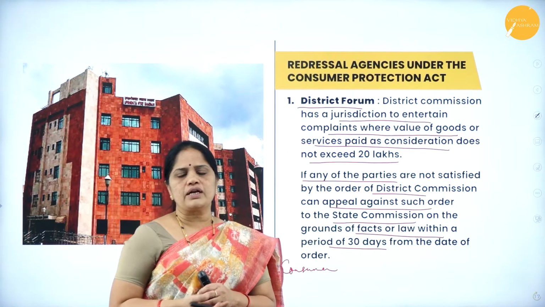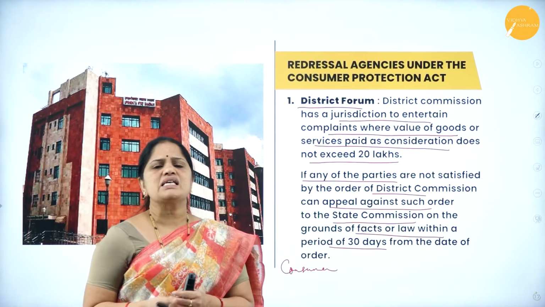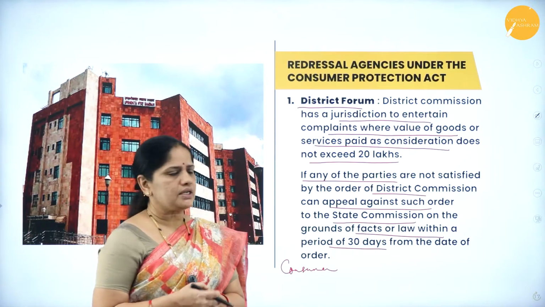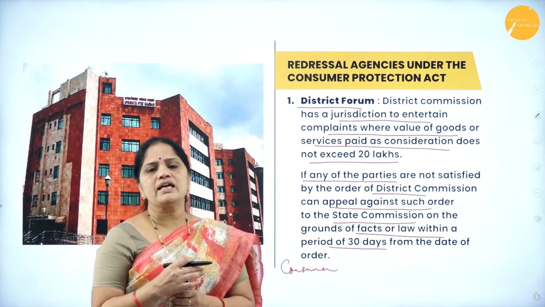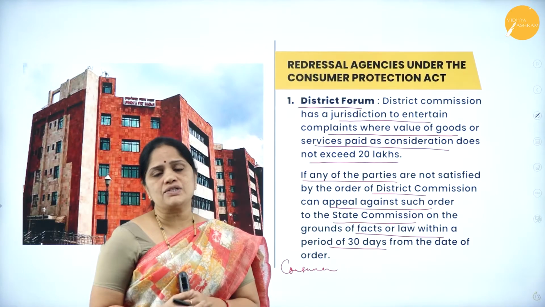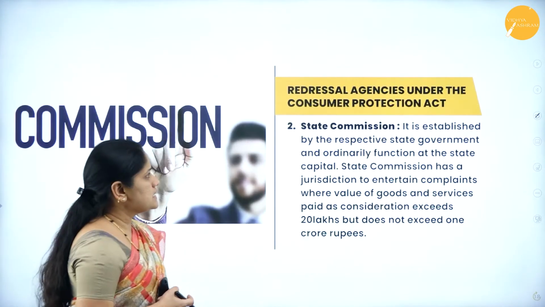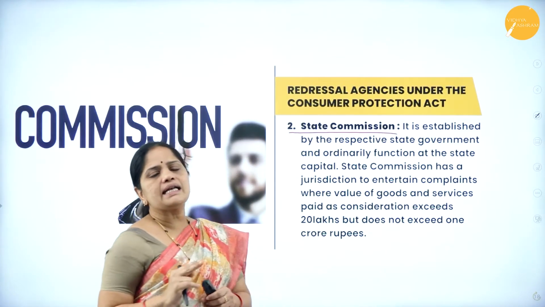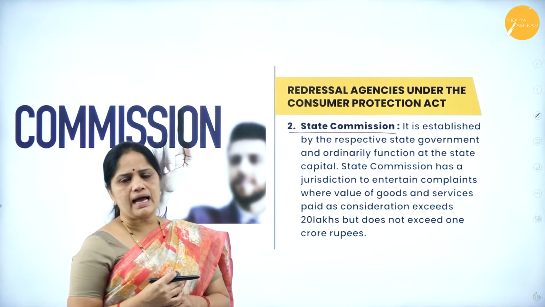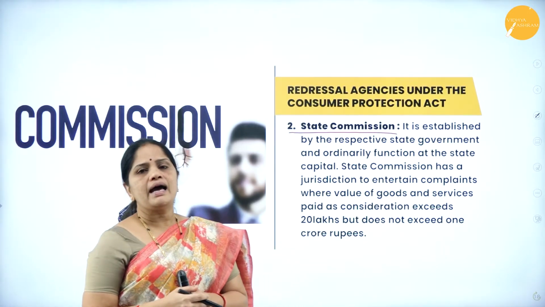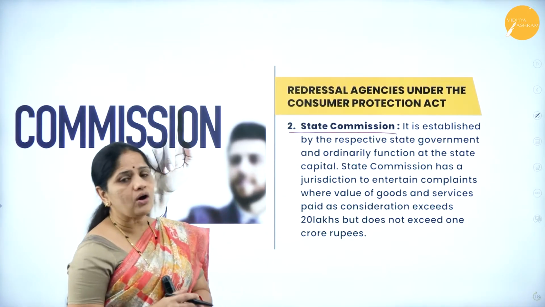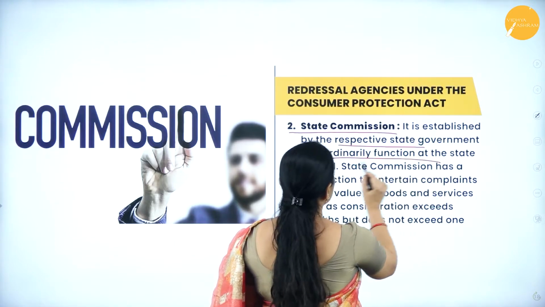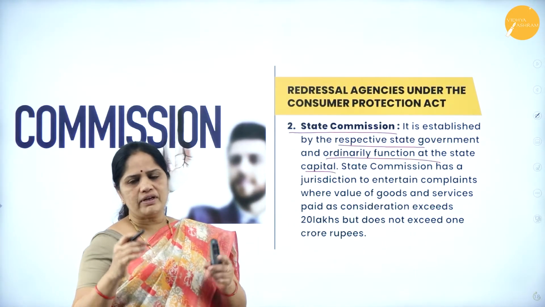Now, after the district forum gives its decision, if any of the parties are not satisfied with the judgment given by the district forum, they can always approach the state commission. Now, this state commission will take up the case only if the appeal has been made within 30 days from the date of the order. Now, the next redressal agency for consumer protection is the State Commission. As you all know, this is the second redressal agency set up under the Consumer Protection Act. This State Commission also has 1 president and 2 members, of which 1 has to be a woman or a lady member. It is established by the respective state government and ordinarily functions at the state capital. So this state commission usually will be at the state capital.